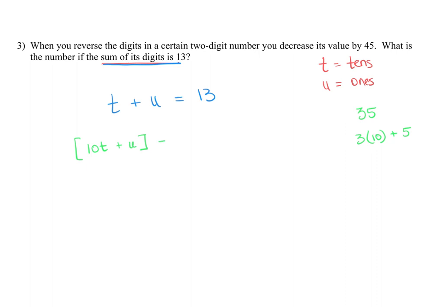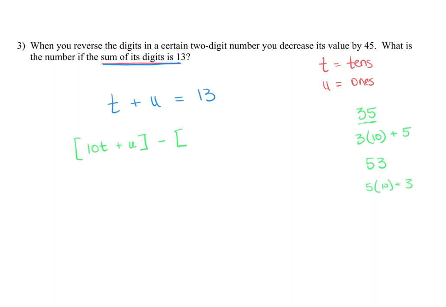I'm going to subtract what happens when I reverse it. If I were to reverse 35, I would have 53, which means I would multiply my original units by 10 and add my tens place. That's what I've done when I've reversed my digits.